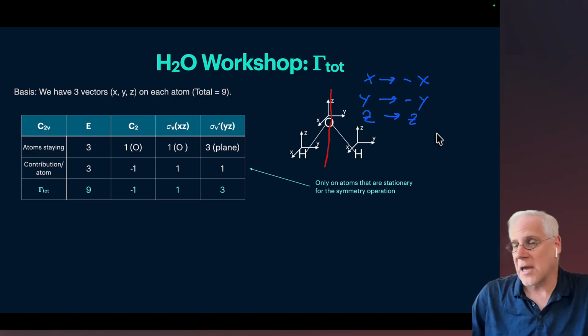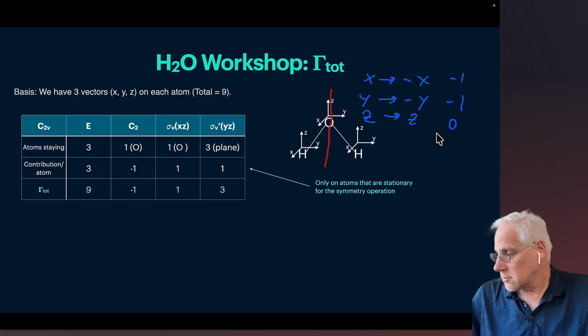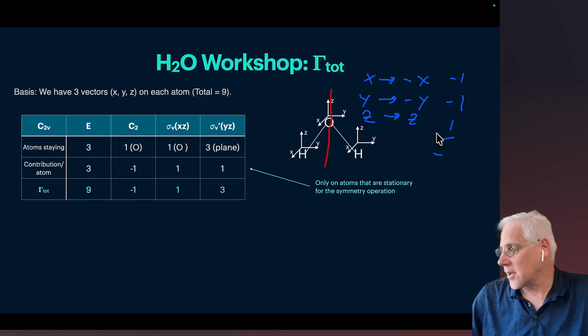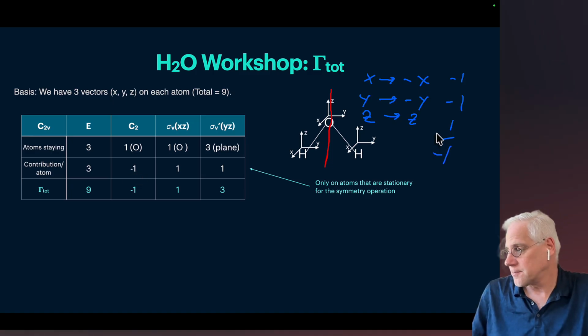And so if I were to make a table of this, my trace would be -1, -1, 1. And if I add that up, I get a total character of -1. And so I have this -1 here for the C2.